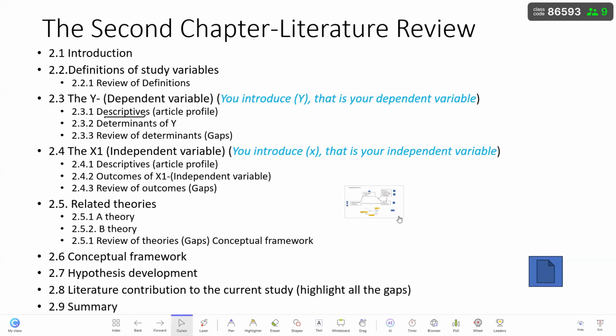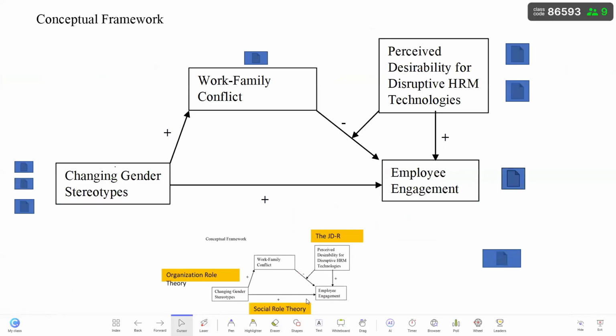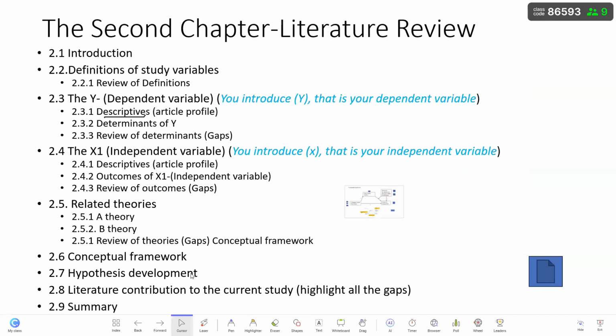All these things need to be revealed, and simply by reviewing all these things, you can say this type of a model was created and no one has developed this kind of a model, and that represents a theoretical gap. Right. So then a conceptual framework can be presented.